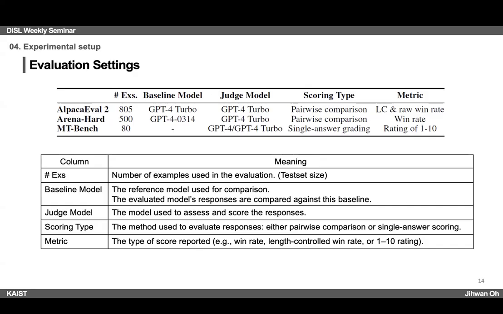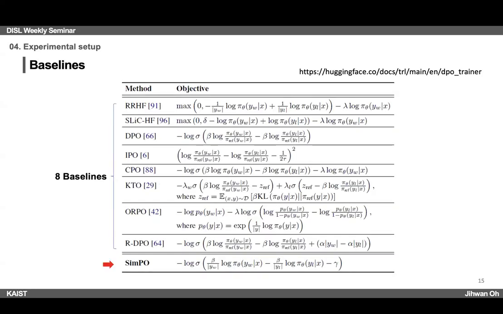So these benchmarks cover both quantitative metrics and human-aligned comparisons, allowing for a broad evaluation of the model performance. And this slide summarizes the baseline methods used for comparison in the experiments. The authors compared SimPO against 8 existing preference optimization methods, including classic and recent approaches.